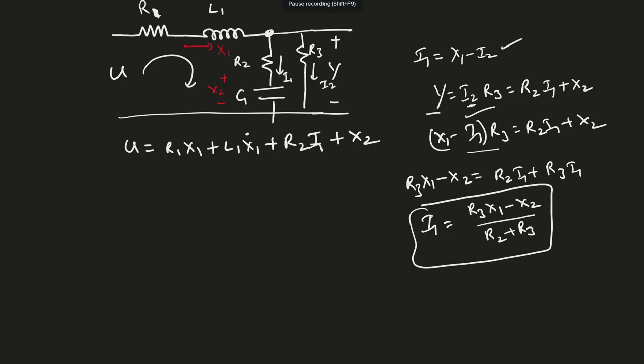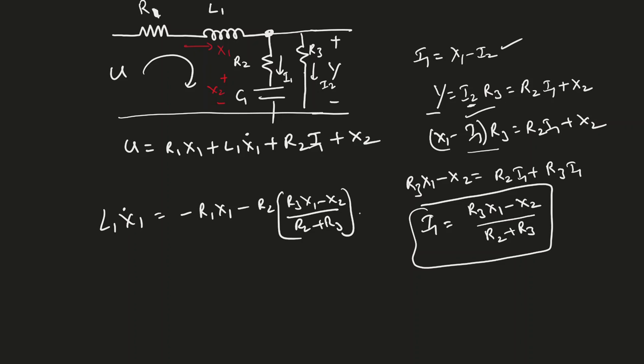Now I'm going to substitute this here. So L1 x1 dot equals minus R1 x1 minus R2 I1. I'm going to substitute that, which is R3 x1 minus x2 over R2 plus R3, plus x2. Okay, this is one of the state equations.